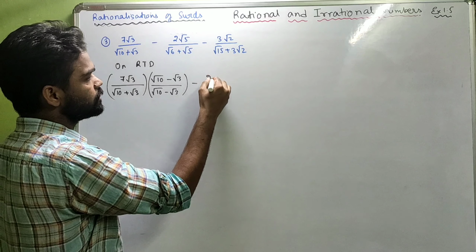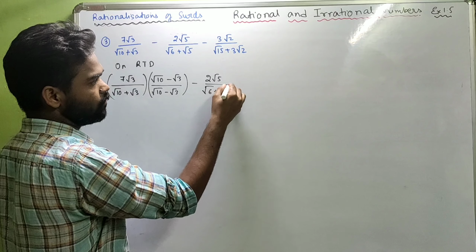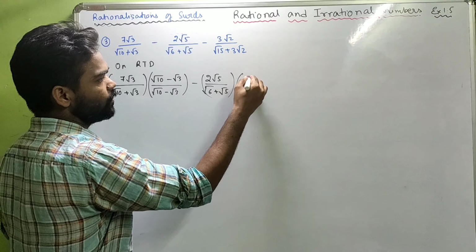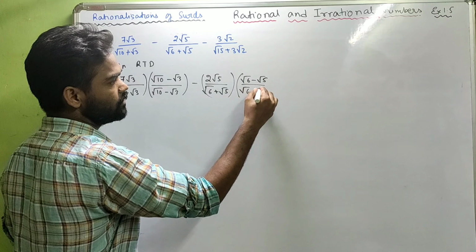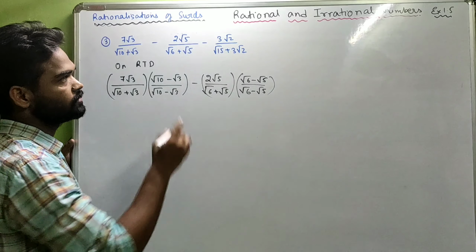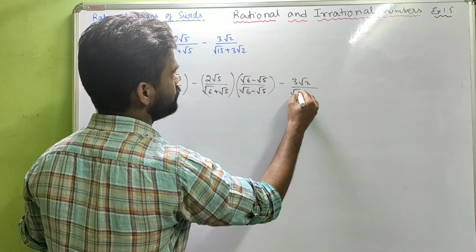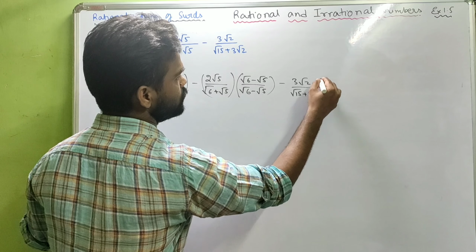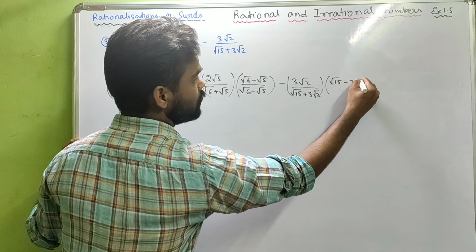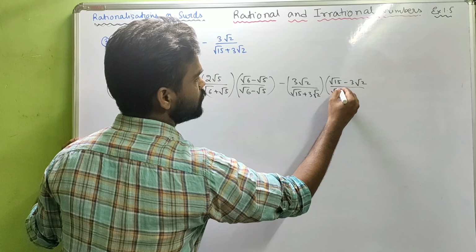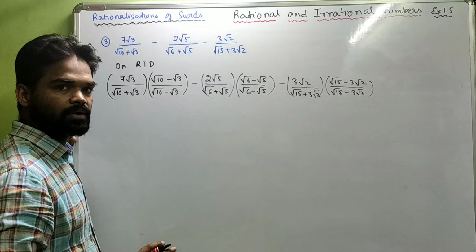Similarly over here, this is 2 root 5 by root 6 plus root 5. What do we do? Same, we multiply the numerator and the denominator by the conjugate. Look over here, minus 3 root 2 by root 15 plus thrice of root 2. So we'll multiply with root 15 minus thrice of root 2 by root 15 minus thrice of root 2. See, rationalizing the denominator, I'll get this.